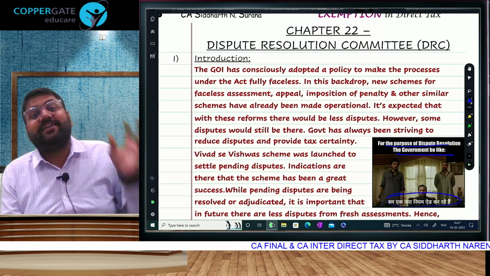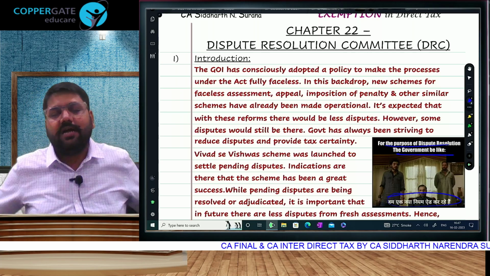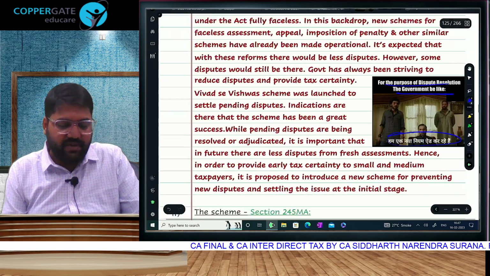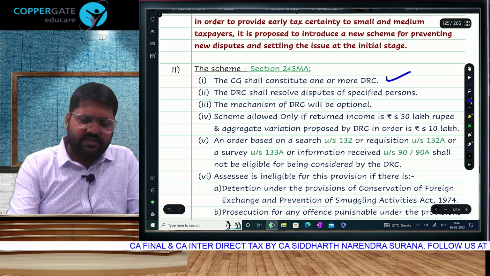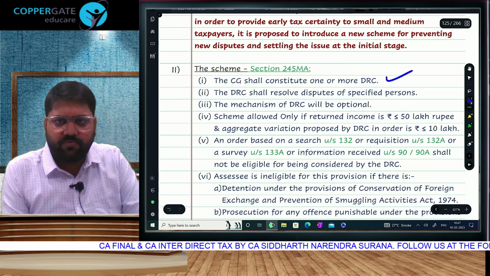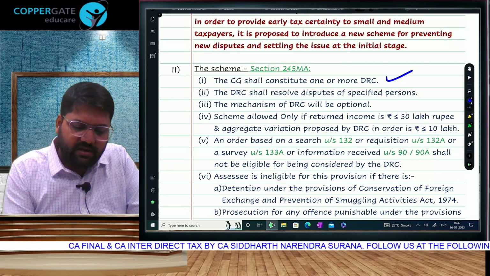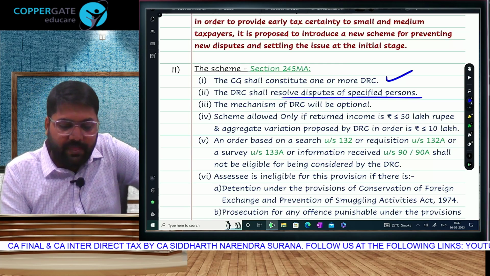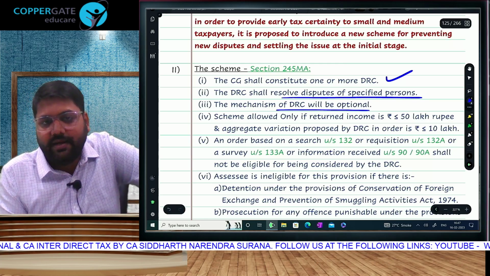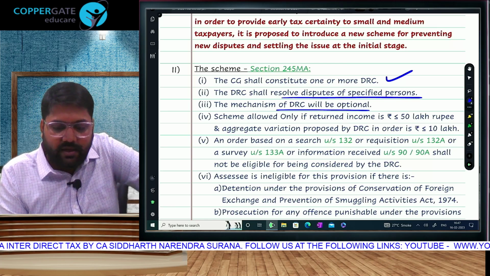So, here it was ITSC some years ago. ITSC concept altogether abolished. Now, we have dispute resolution committee. Small chapter, very small chapter. The central government shall constitute one or more dispute resolution committee. The DRC shall resolve dispute of specified person. We will see who they are. The mechanism is optional. Look, appeal or anything is optional only. No? It is not compulsory.